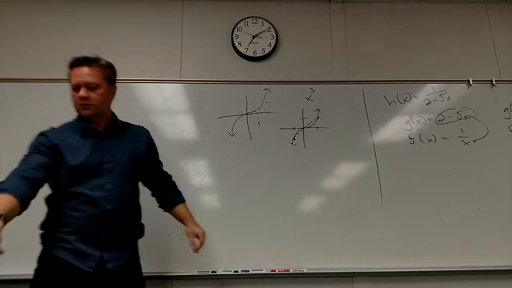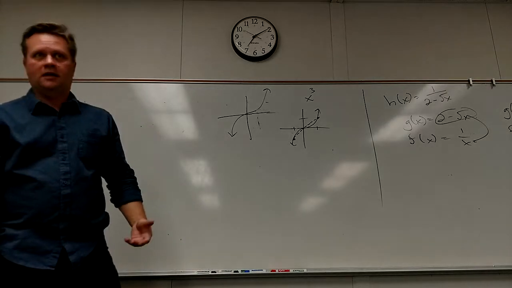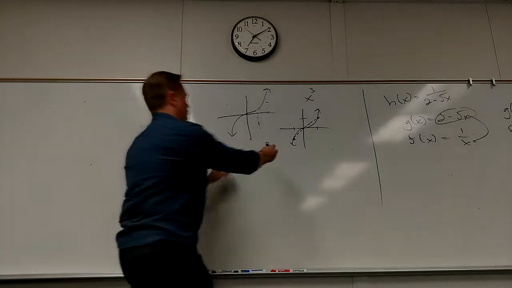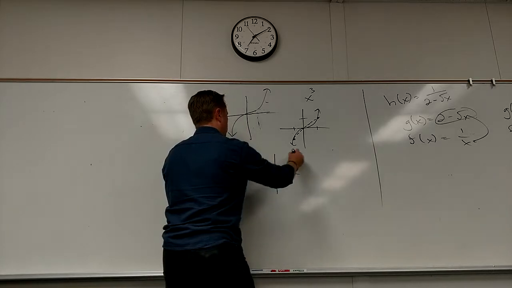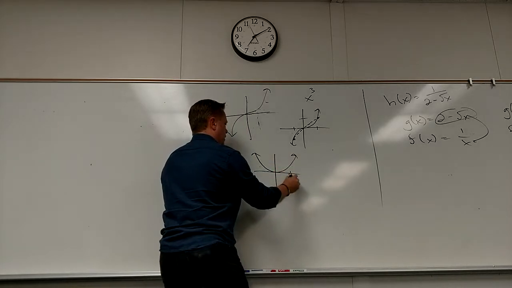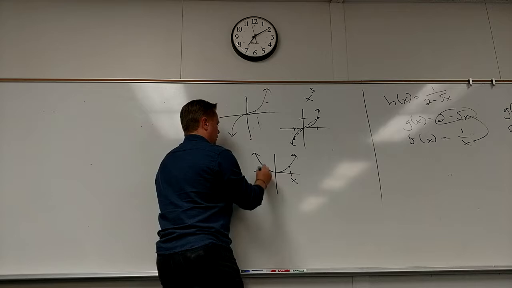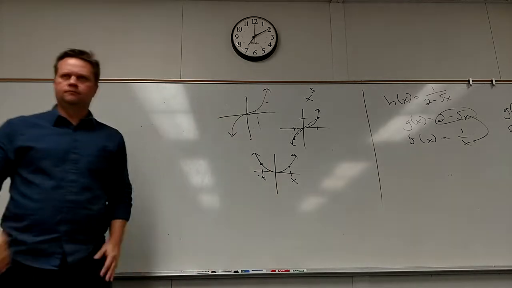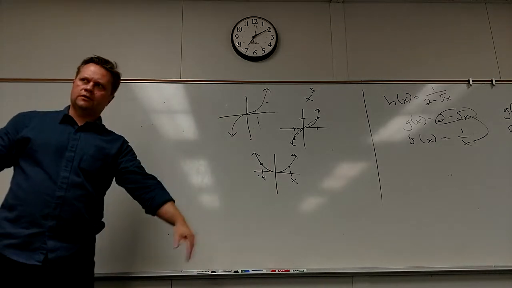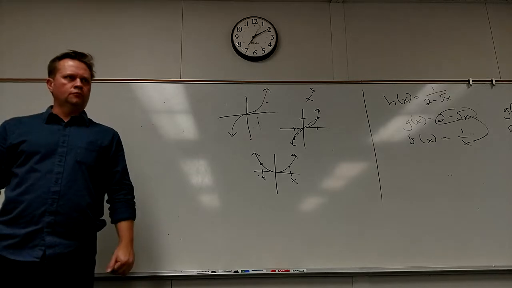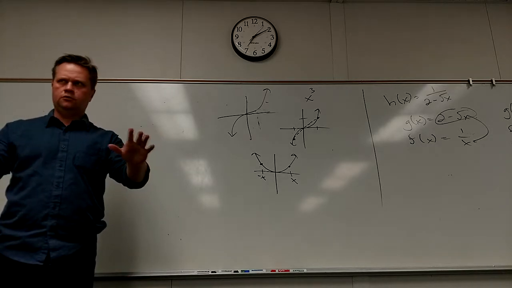So obviously this function has odd symmetry. Even symmetry would be like x squared, where the positive x goes to the same thing as the negative x. 2 squared is the same thing as negative 2 squared. Is that cool?